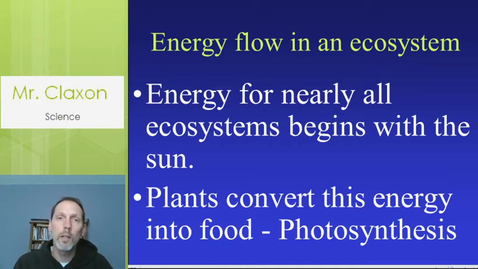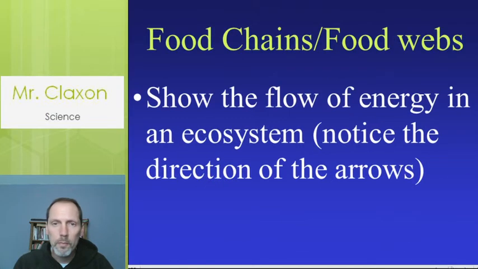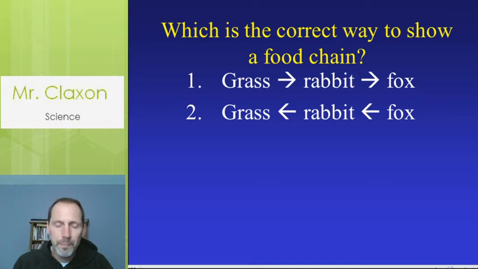But that's really where you have to have energy to start with, and that's how food chains and food webs start. And really, the point of a food chain and a food web is to show how you can trace the energy up the food chain, up the food web. And one thing I want you to notice is the direction of the arrows. I have a question here: which is the correct way to show a food chain? You have the arrows going up from grass to rabbit to fox, or you have the arrows going down from the top, fox, rabbit to grass. So which would be the correct way?